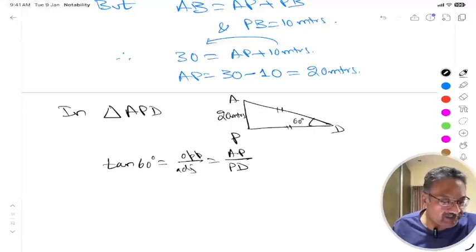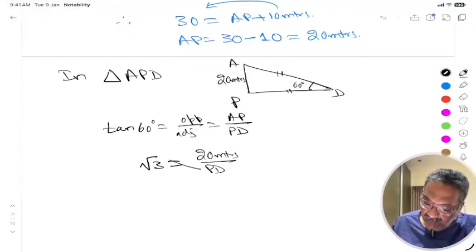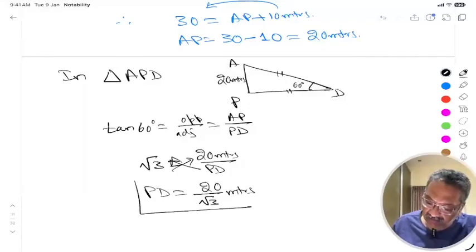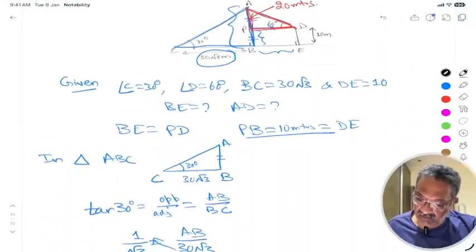What is the value of tan 60? Tan 60 is root 3. So root 3 is AP, which is 20 meters, divided by PD. If I cross multiply, I get PD to be 20 by root 3 meters. So I got PD as 20 by root 3 meters. Now what else do I want?